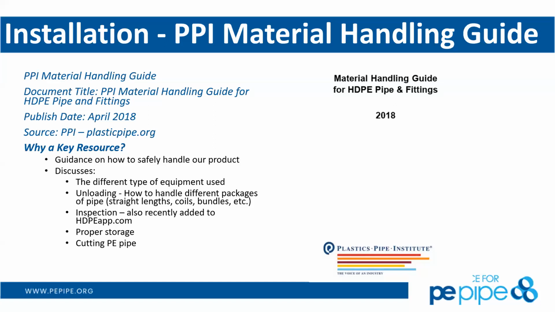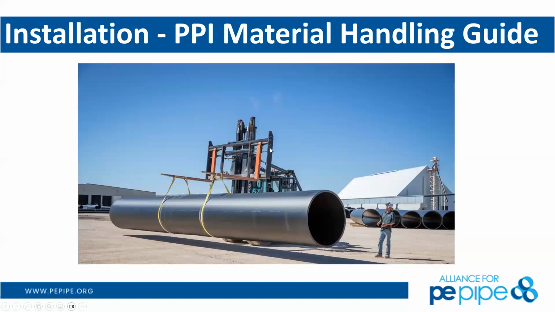There's just some things that you need to make sure, as you do on any job site, in order to work safe. But the material handling guide that PPI puts out really gives you a good understanding about what I need to look for and how I need to move polyethylene around. This is a great example. So here's some, I believe it's 63-inch pipe.